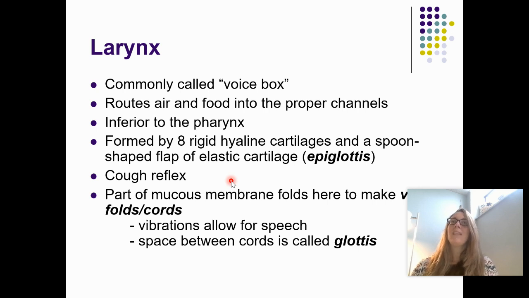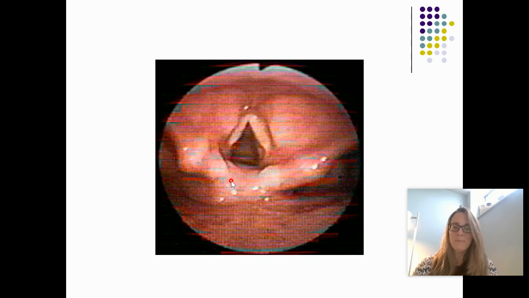So chew, swallow, take a breath, then talk. Don't be doing things at the same time.